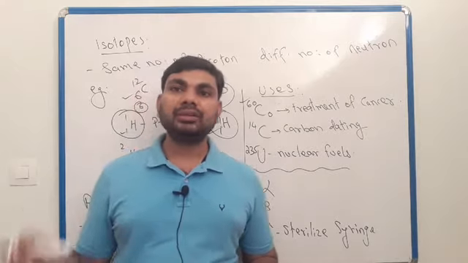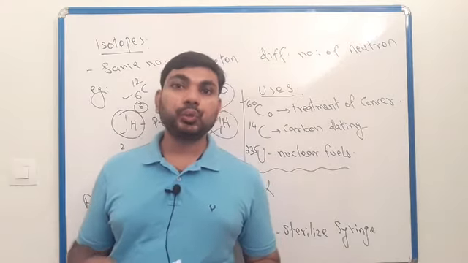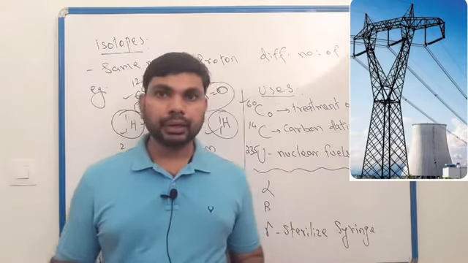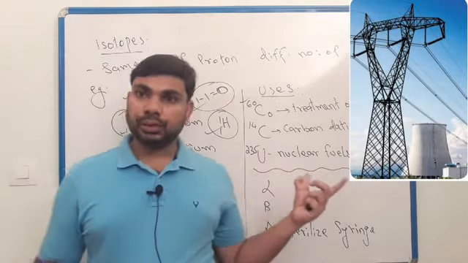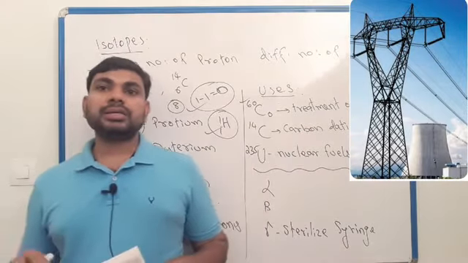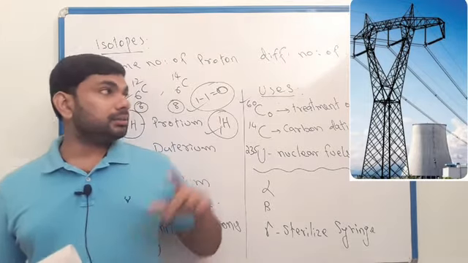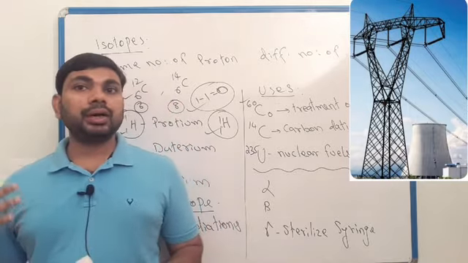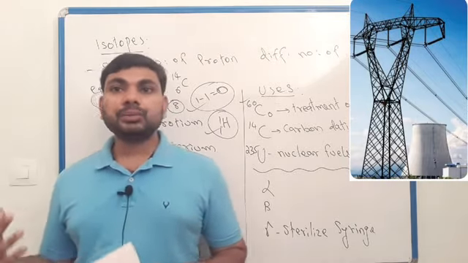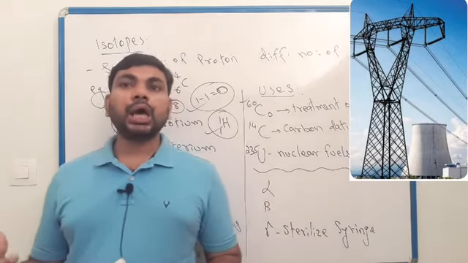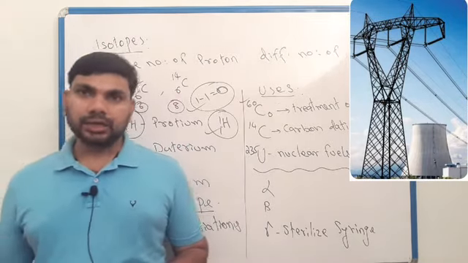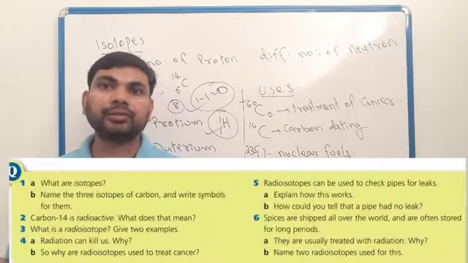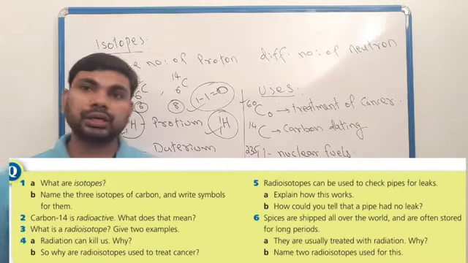Uranium-235 is another radioactive isotope. It is used as nuclear fuel. You can see this figure here, a nuclear reactor. In this nuclear reactor, there are many reactions like nuclear fission, and it produces a large amount of energy and we can utilize this energy. So in a nuclear reactor we use uranium-235.